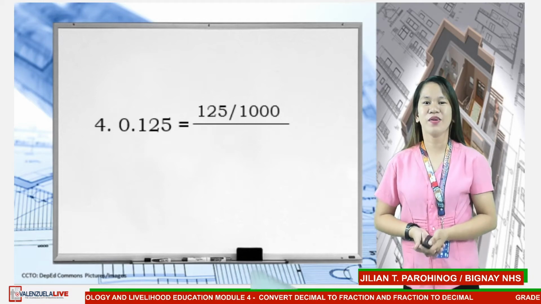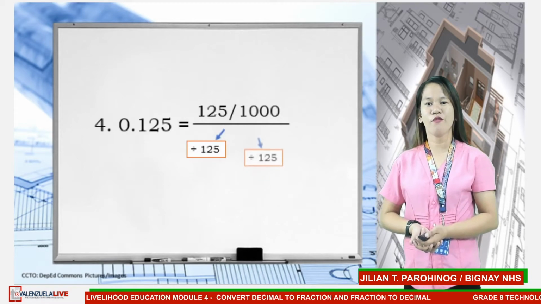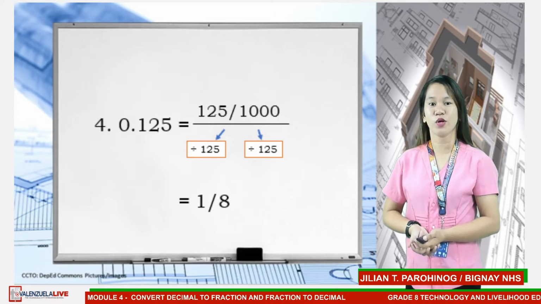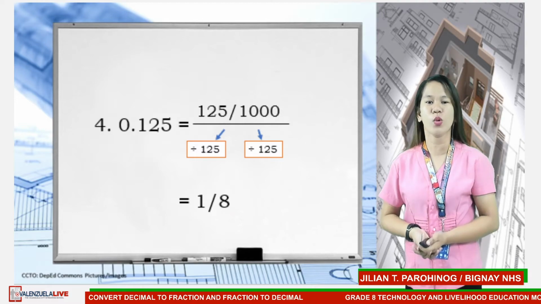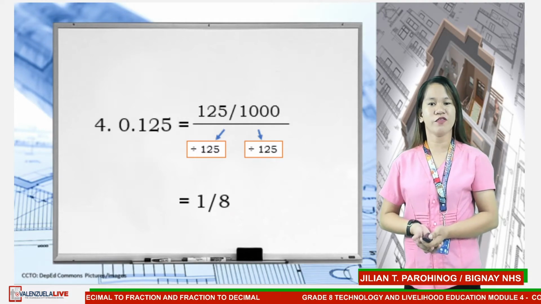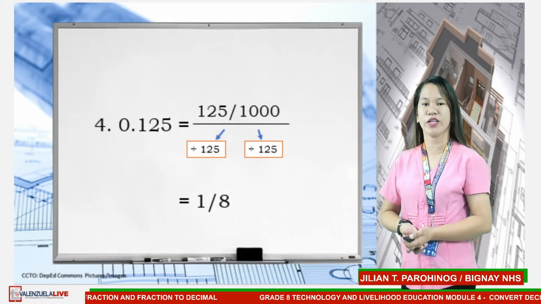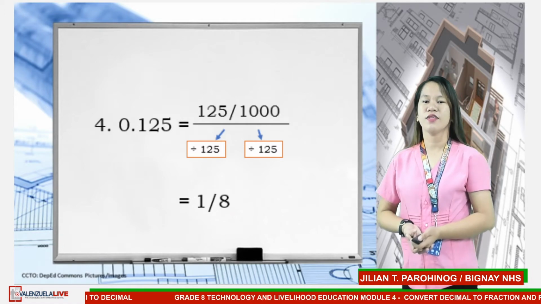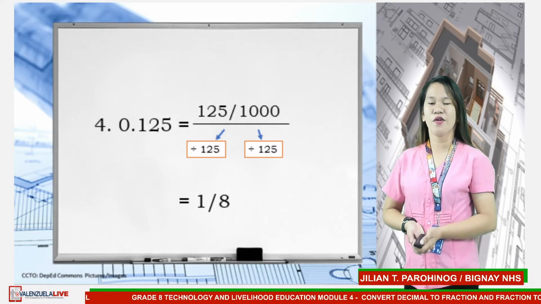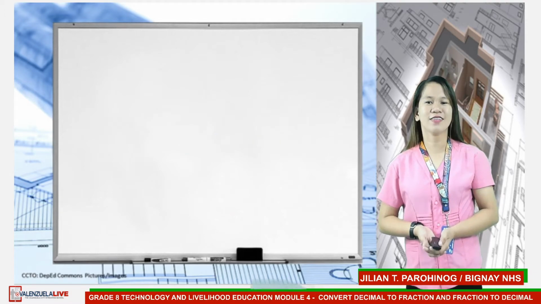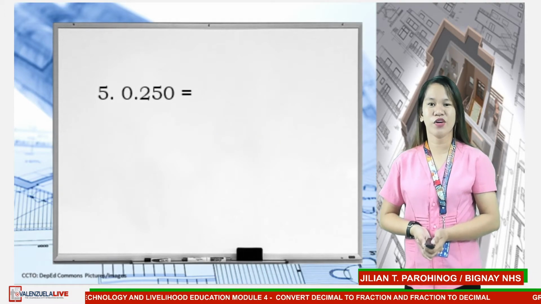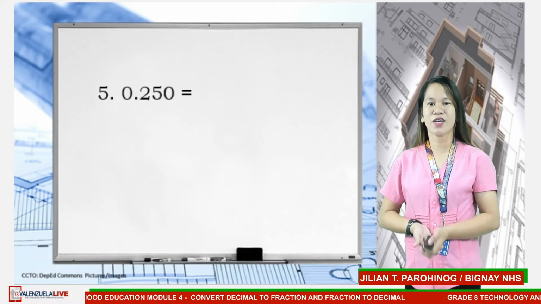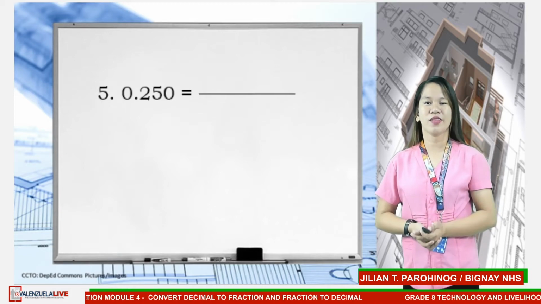Time's up! The correct answer is 1 over 8. Here, we are going to multiply both numerator and denominator by 1,000 for us to get a whole number. Since 125 is divisible by 125, same goes with the denominator, which is 1,000. So the final answer will be 1 over 8. Awesome! And for number 5, we have 0.250 is equal to what? Your timer starts now.